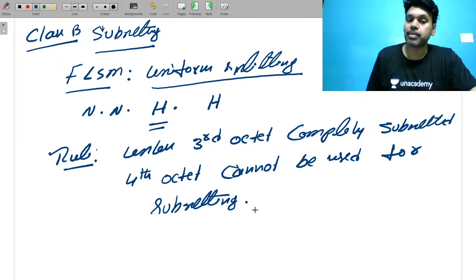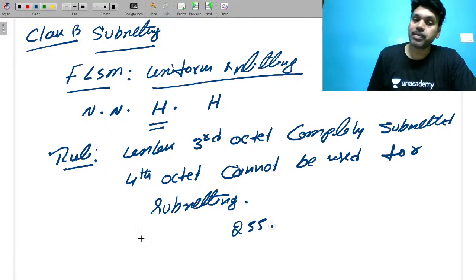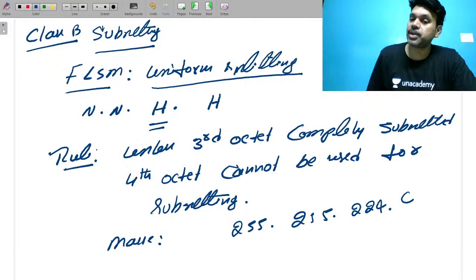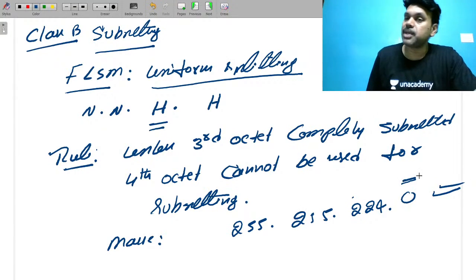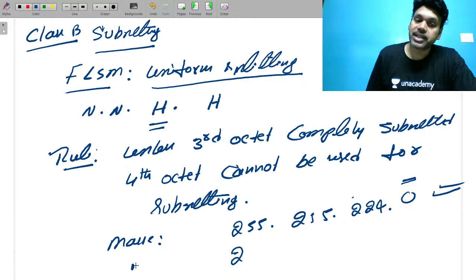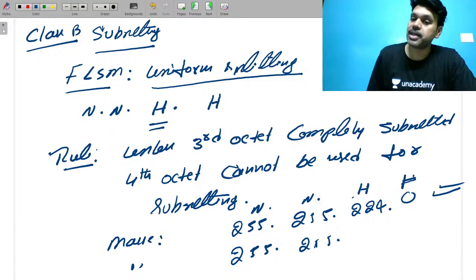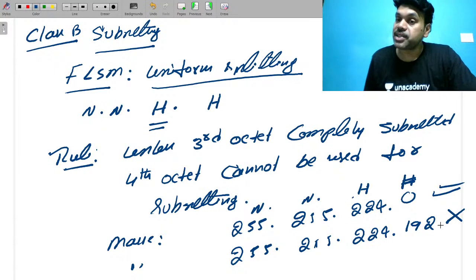I will show you one example. For example, the mask I am giving you is 255.255.224.0. Is it valid? Yes, because I have not performed any subnetting on the fourth octet. Next example: 255.255, the first two octets are NID, this is HID. I am saying 224.192, this is invalid. Why is this invalid?